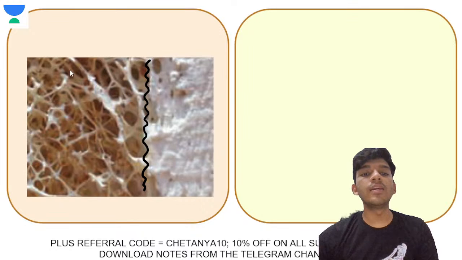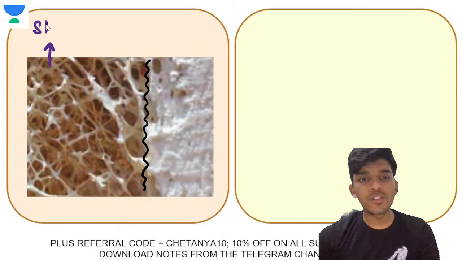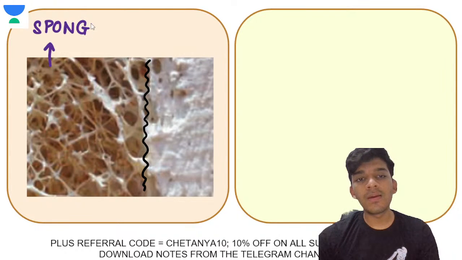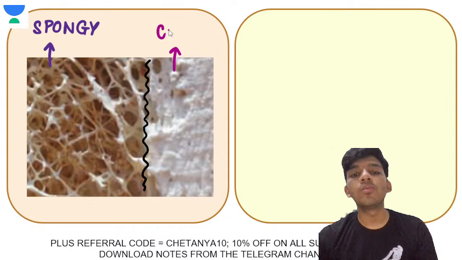Okay, which side do you think is spongy? Of course, this side here is spongy bone, and this side here you have dense or compact.